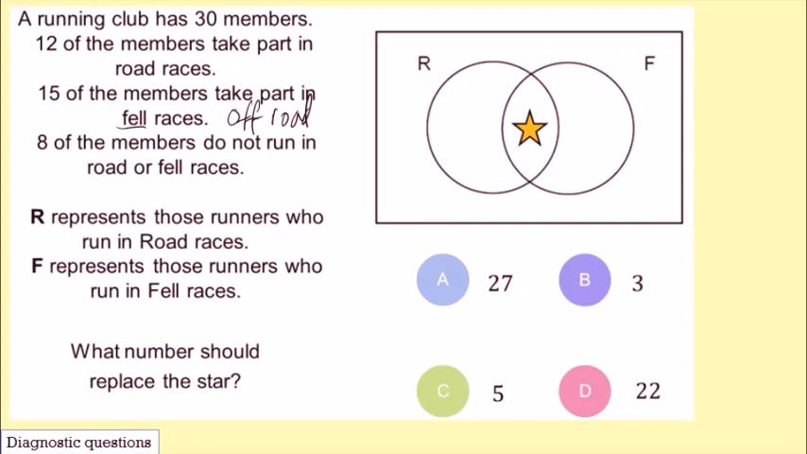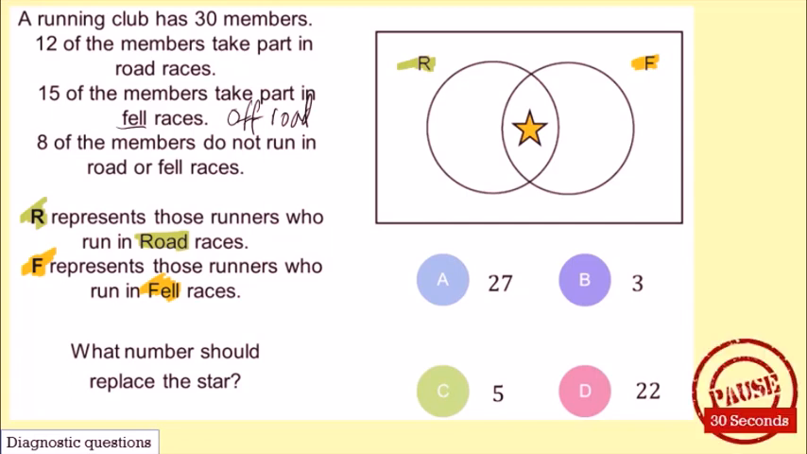R represents those runners who are running on the road. Okay, and F stands for those members who are running off-road or fell races. What number should replace the star in that diagram? So you'll have to put that information into the diagram first and then look at what number goes under the star. Okay, press pause, give yourself some time. It might take you more than 30 seconds and then we'll go for the answer.